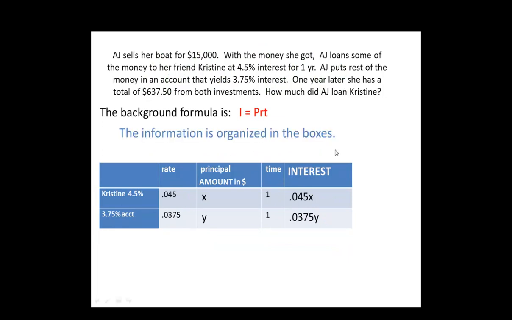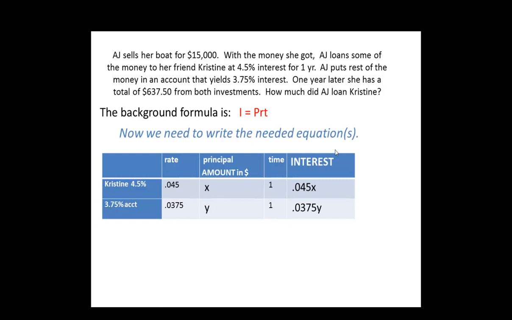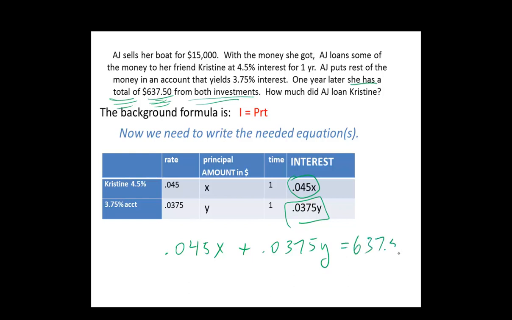Well, now that the information is all organized into the boxes, we now need to write the equations. And how are we going to write our equations here? Well, let's see what we know. It says that she has a total of $637.50 from both investments. So we have the interest from the first account, and we have the interest from the second account, and we know what the total is. So that's going to give us our first equation. We're going to say the interest from the first account plus the interest from the second account is going to add up to the total amount of interest earned, which is $637.50. That's one of our equations.